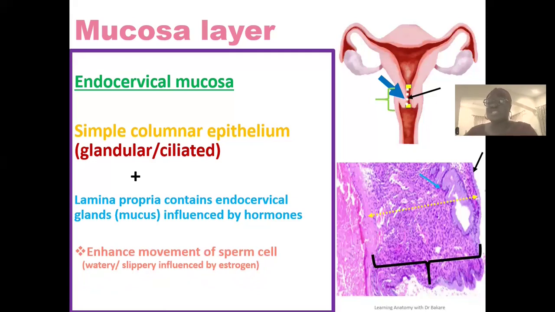In response to estrogen, the endocervical glands secrete watery and slippery fluid so as to enhance the movement of the sperm cell along its lumen. So in order to facilitate the movement of the sperm cell, they secrete watery and also slippery fluid that will enhance their movement. The secretion is also to lubricate the internal wall or the lumen of the endocervix. So you see that these glands are not there for fun or fancy, but they are there to secrete fluid that will help enhance reproductive processes.